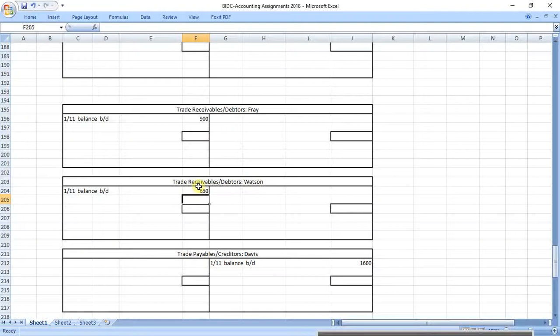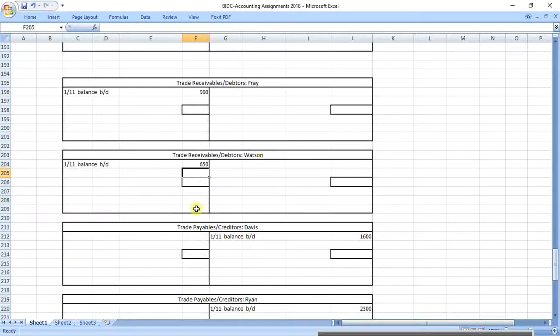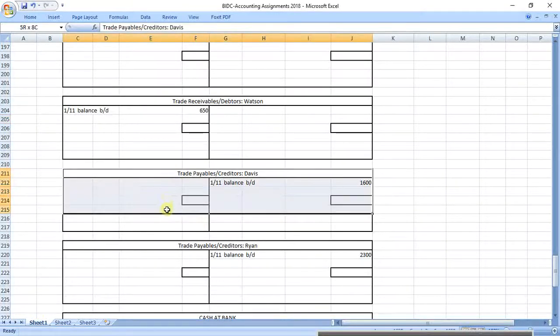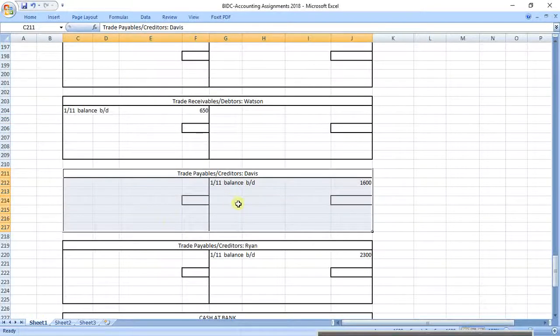important. Okay. So on the 5th of November, cheque issued for payment of amount due to T Davis on the 1st of November, less 5% discount. So they've even mentioned it there. Payment of amount due, so it's obviously a settlement. Okay, T Davis, let's go to his account. Where's Davis? There's Davis. We can see the balance is 1600. So this happened on the 5th of the 11th.